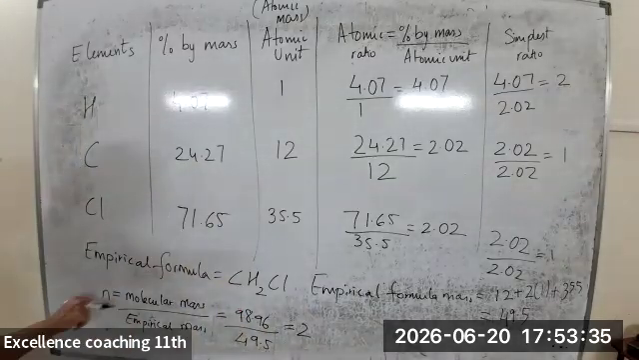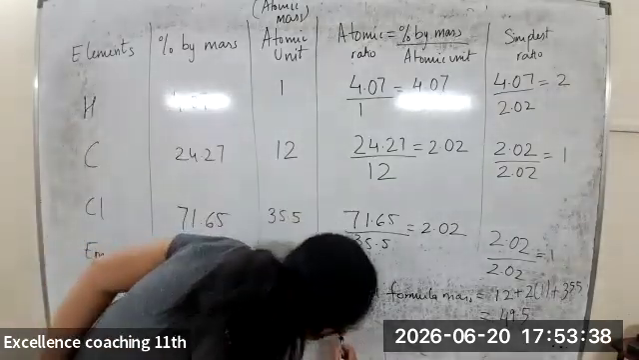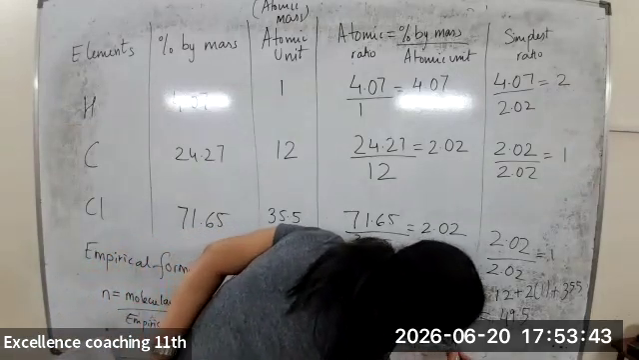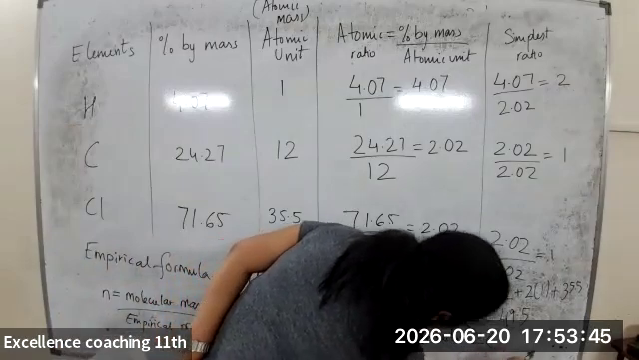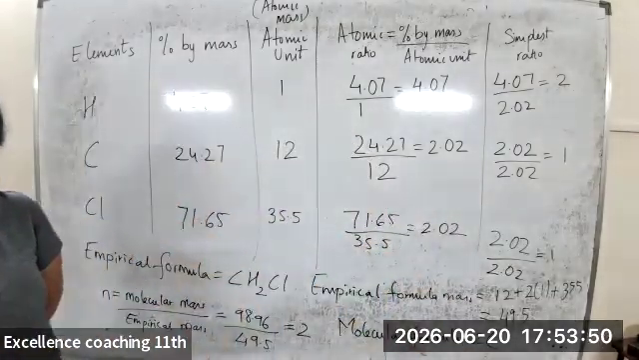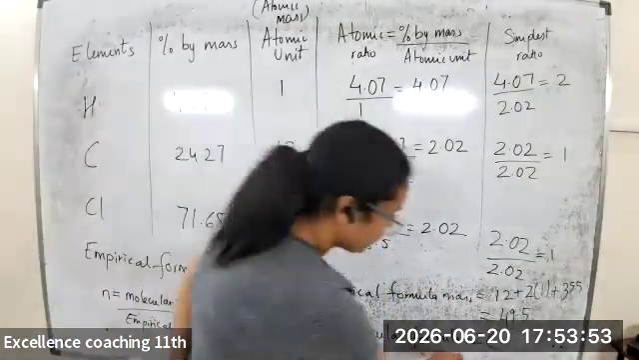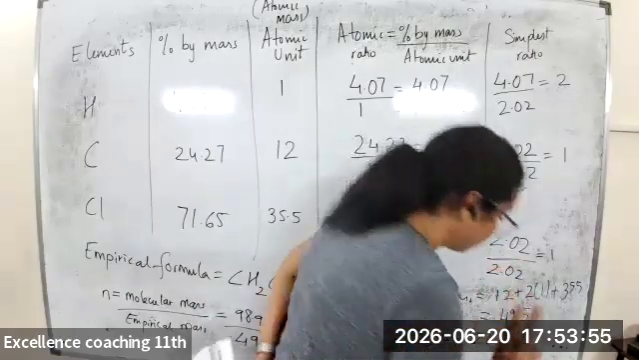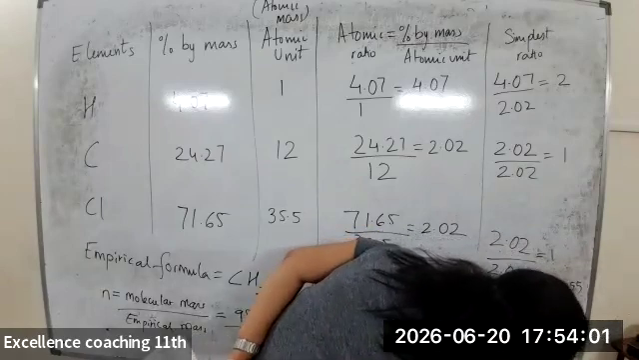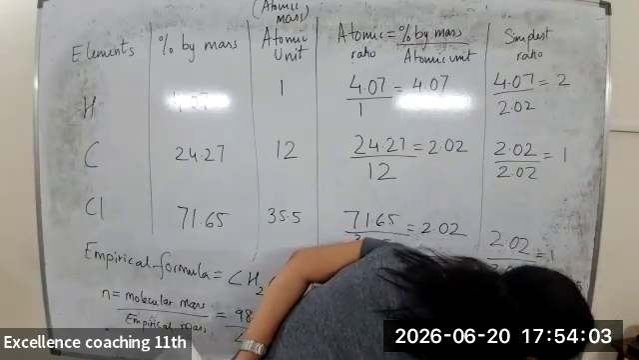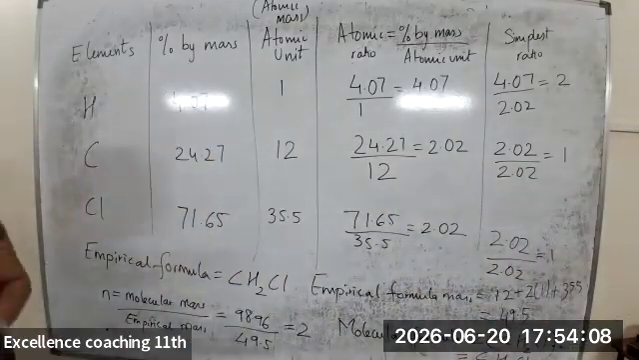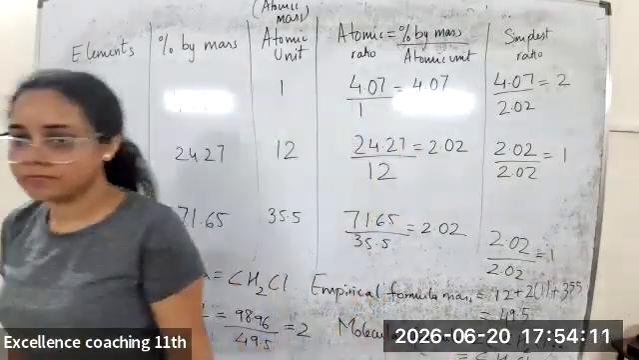So since we got N as 2, your molecular formula will be 2 into your empirical formula. Since it is N, basically it is N into your empirical formula. So here N will be equal to 2. Okay. CH2Cl, so how much will it be? C2H4Cl2. Okay, so this will be your molecular formula.